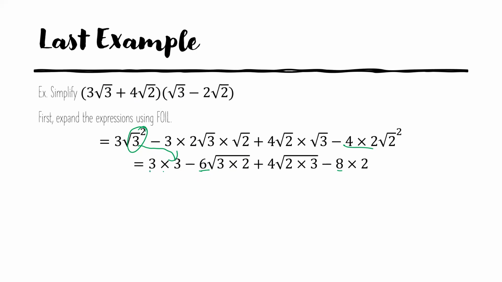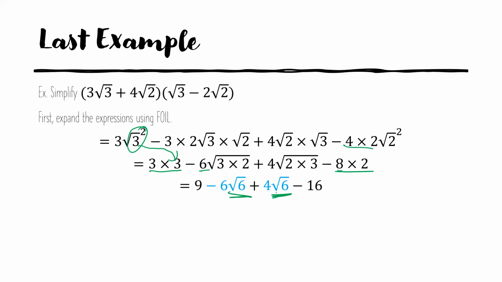So let's simplify as much as we can. 3 times 3 is obviously 9. 8 times 2 is 16. And so now we end up with just 9 minus 6 times the square root of 6 plus 4 times the square root of 6 minus 16.